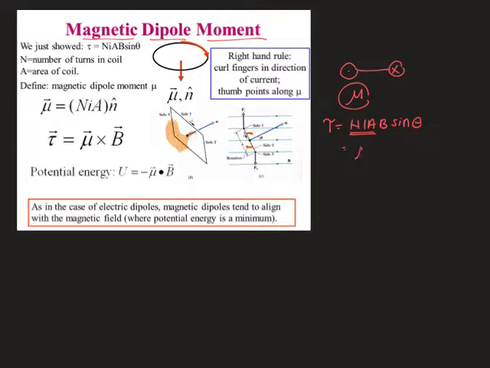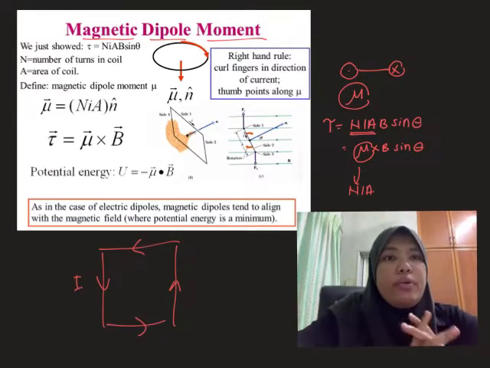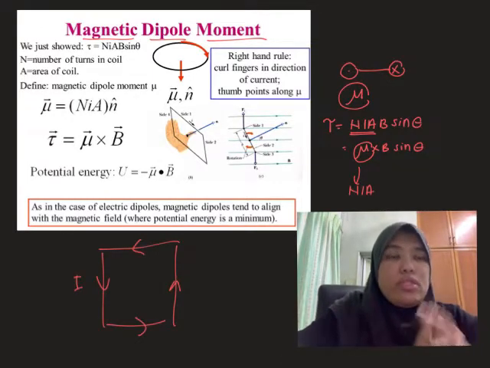Okay, so we are going to get mu times B sine theta. Mu is NIA. For you to decide the direction of mu, or the magnetic dipole moment, you need to use the first right hand rule. Now I'm going to show you how to use the first right hand rule to find the magnetic dipole moment.